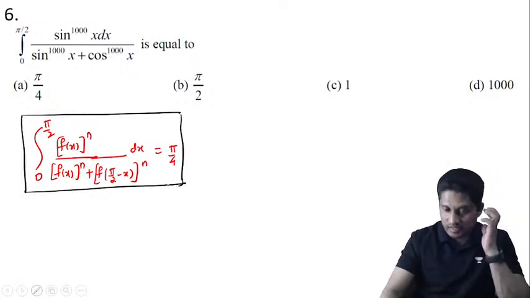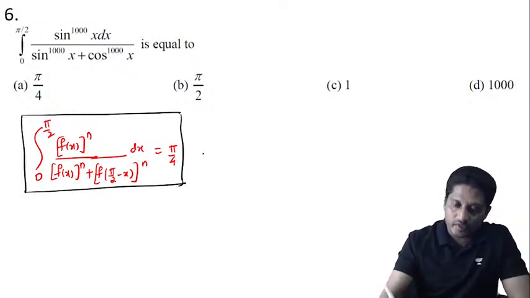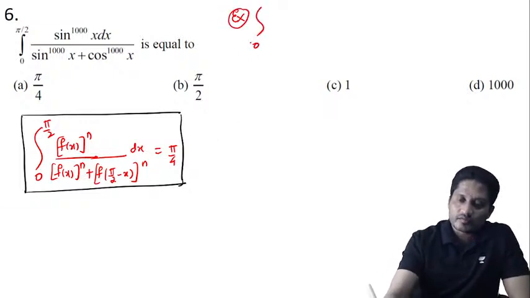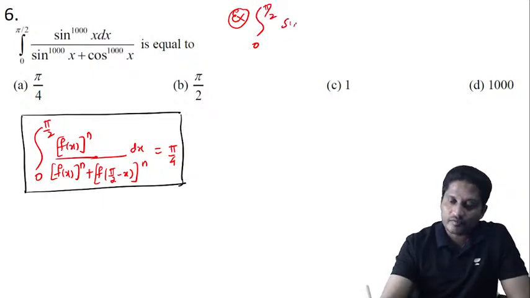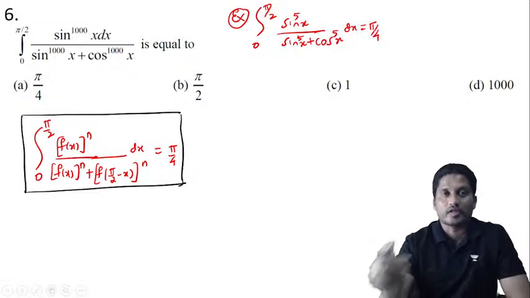Right, now if I use this result, I'll give you some more examples on this. Suppose you have limit 0 to pi by 2, sin x to the power of 5 divided by sin x to the power of 5 plus cos x to the power of 5. Sin and cos with any power, the answer will be equal to pi by 4. That is ratio and co-ratio.